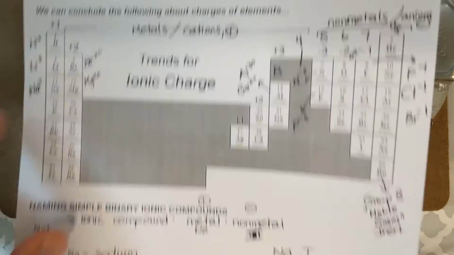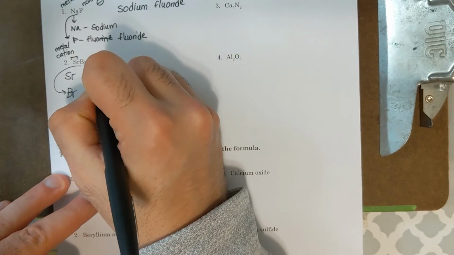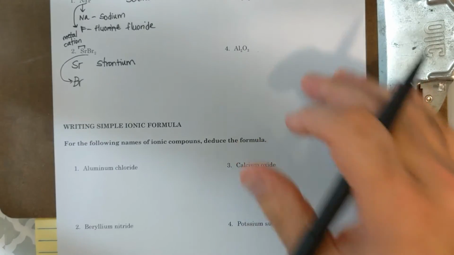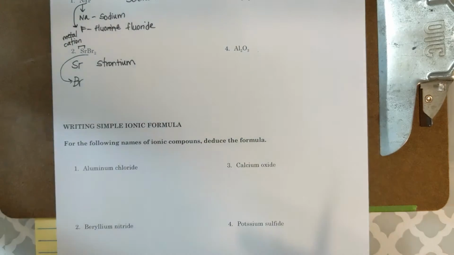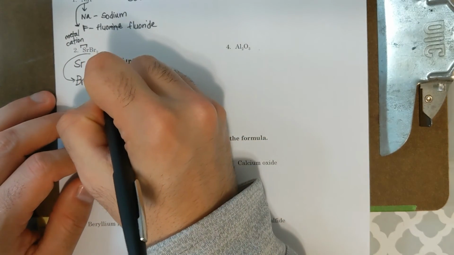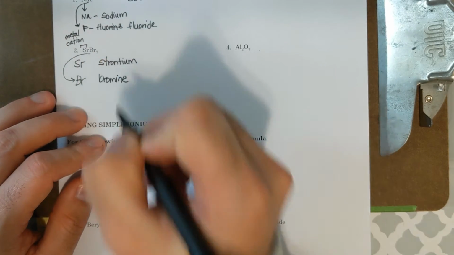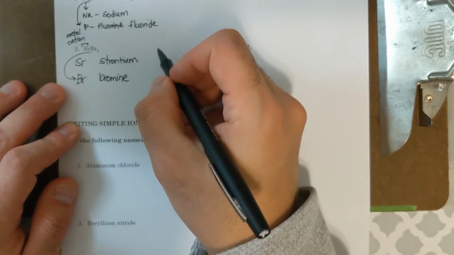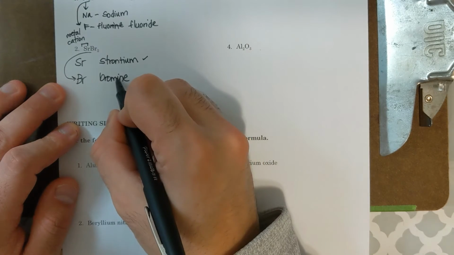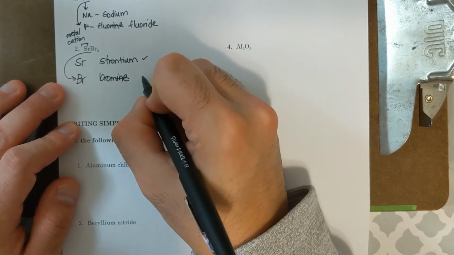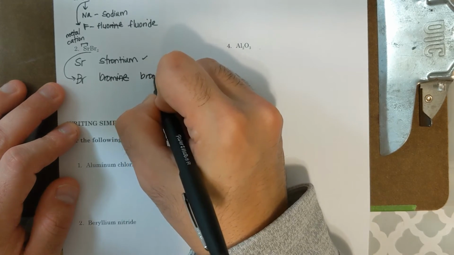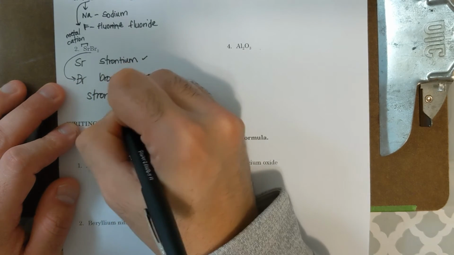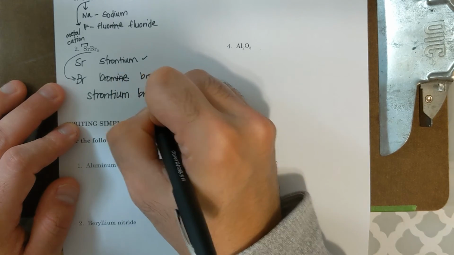Sr is strontium. I'm going to write that down. Br, we might know this from before, is bromine. And if I want to name this, I name the metal cation as is, so we're good. And then I have to change the ending of the non-metal anion to IDE. So this becomes strontium bromide.